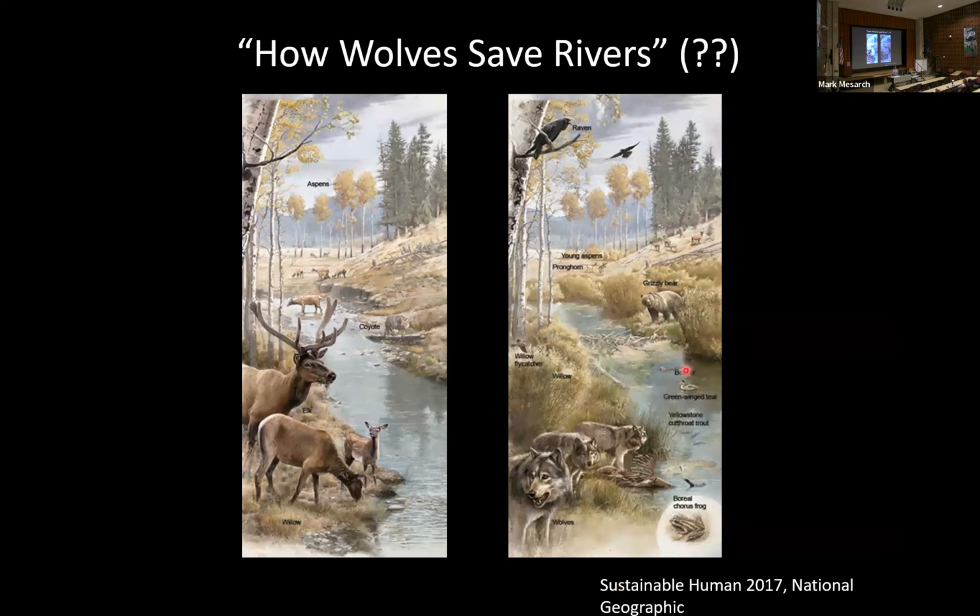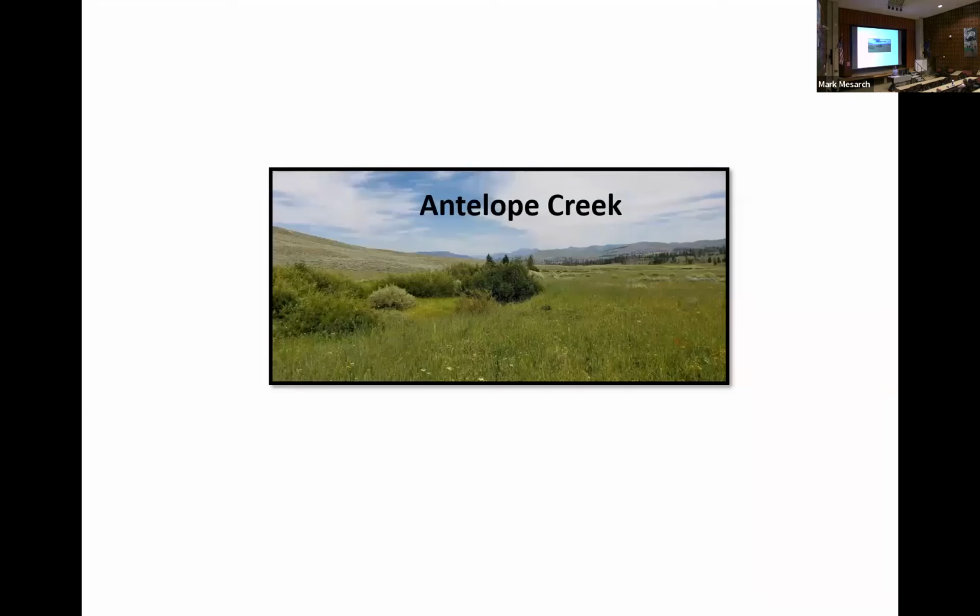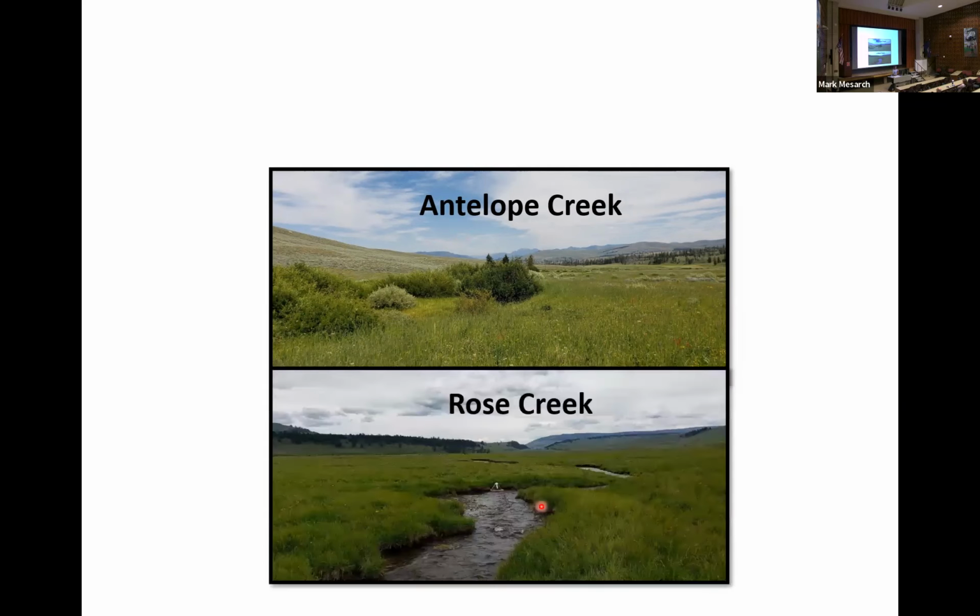So one of the common stories that has come out of this was featured by National Geographic called How Wolves Save Rivers, which posits that after the reintroduction of wolves, riparian ecosystems increased in diversity and productivity, as shown here in the right-hand panel. However, there's been debate about whether or not and to what degree these consequences actually occurred, in part because, while some streams like Antelope Creek, shown here, have indeed regrown their alder and willow communities, other creeks, like Rose Creek, have not regrown at all.